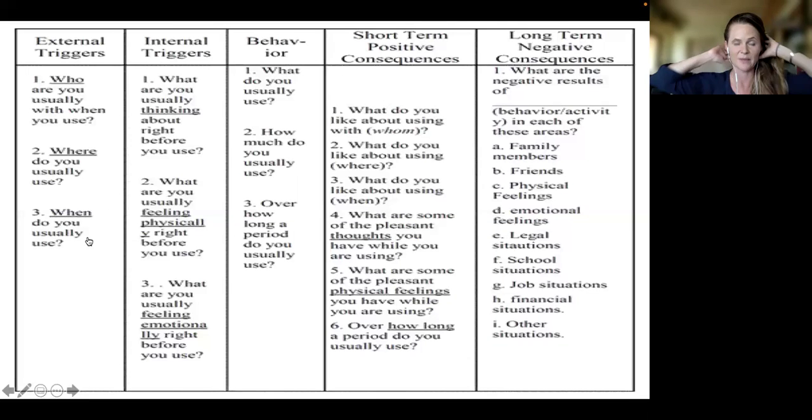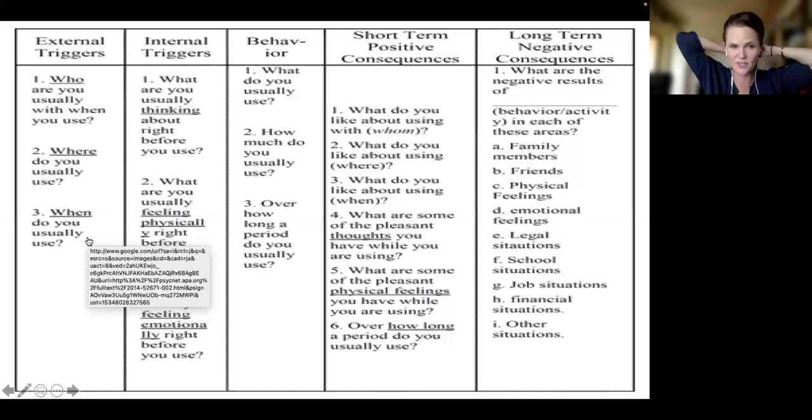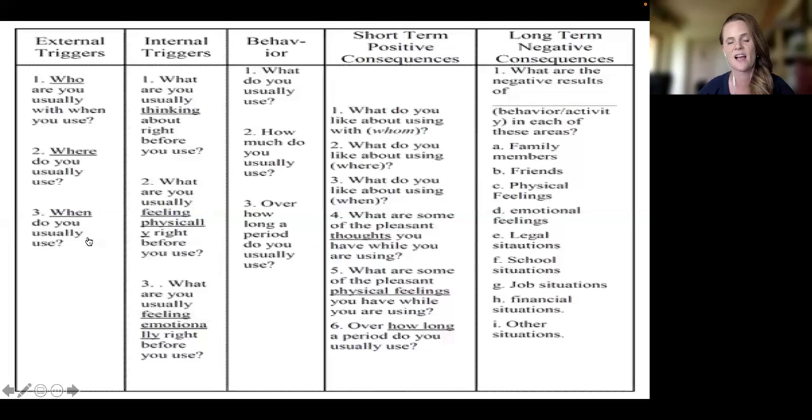So this is the most basic form of a functional analysis chart. You see the first two columns are external and internal triggers. That's where you spend the most time early in treatment because that's going to form the foundation of most of the other skills. As the patient becomes more fluent in treatment, you're going to spend more time on those latter two columns of short-term positive consequences.